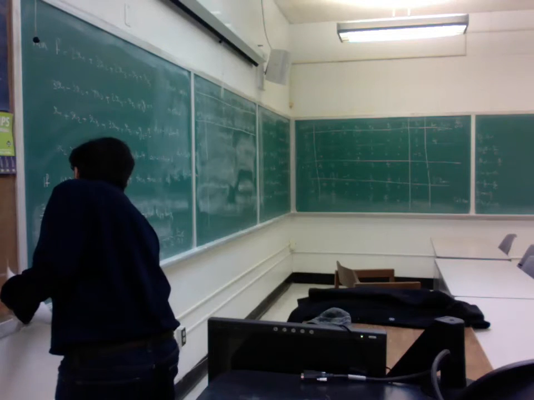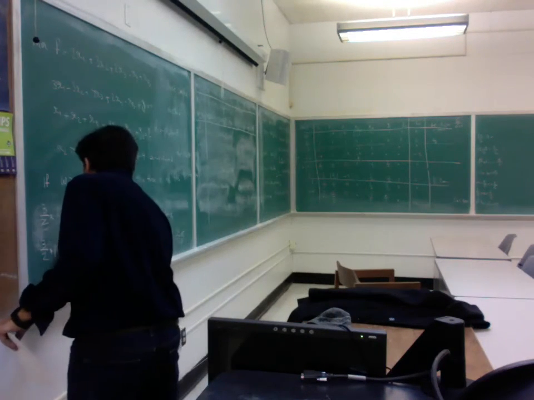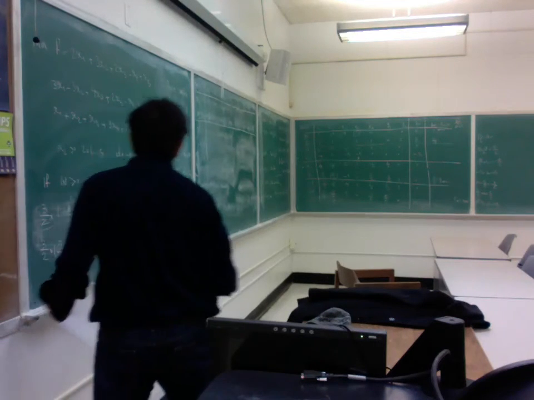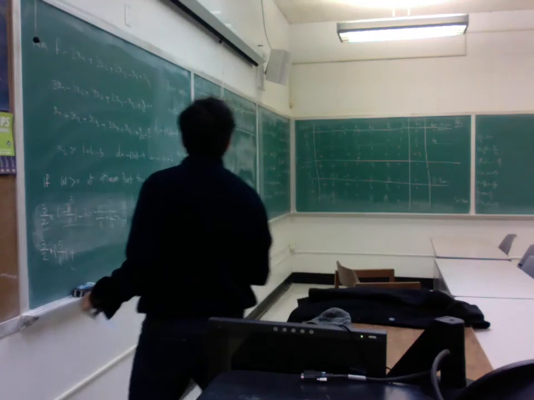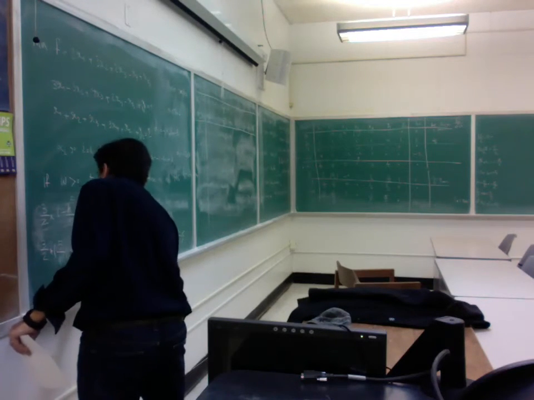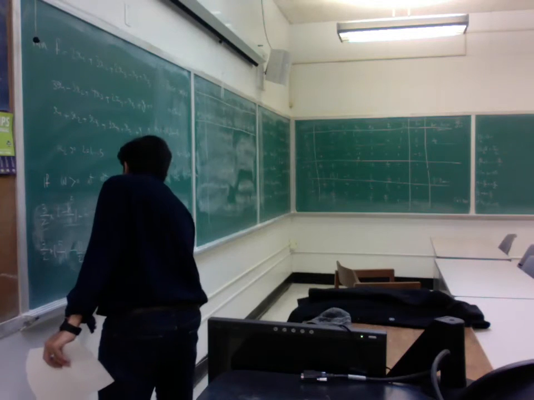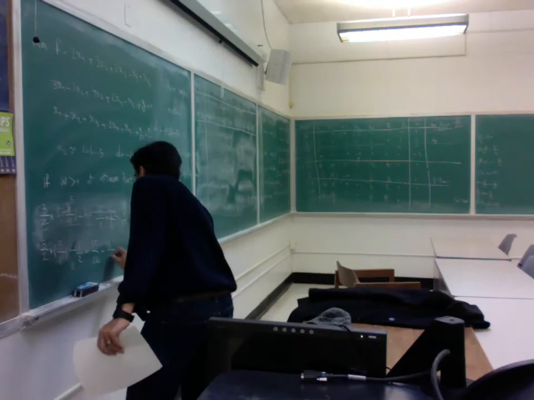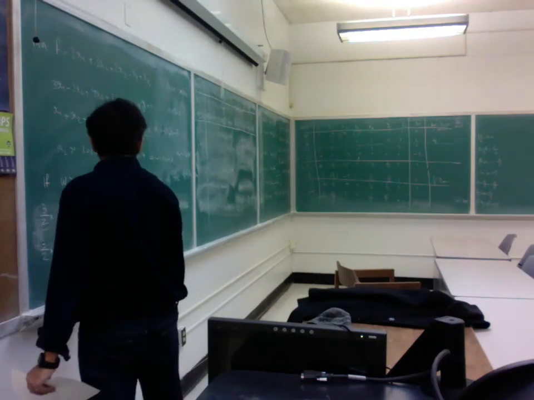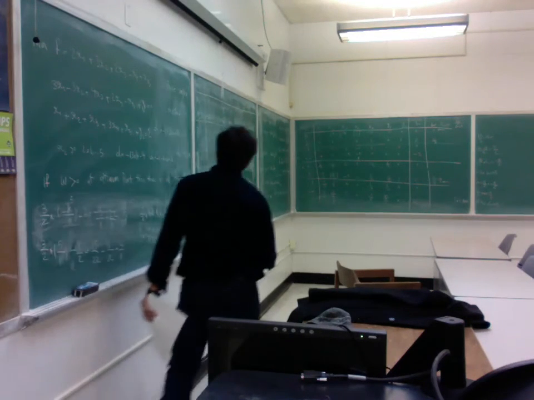3 over 2 multiplied by 5 over 11 plus negative 1 over 2. It's going to be 15 divided by 22, minus 11 divided by 22. 15 minus 11 is 4, divided by 22, it's going to be 2 divided by 11.